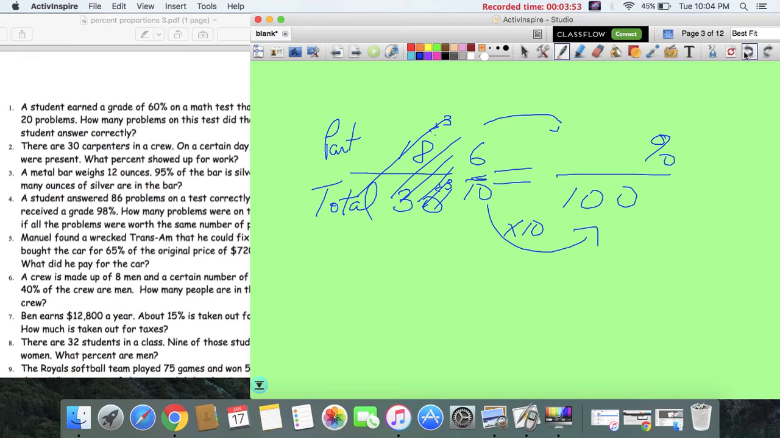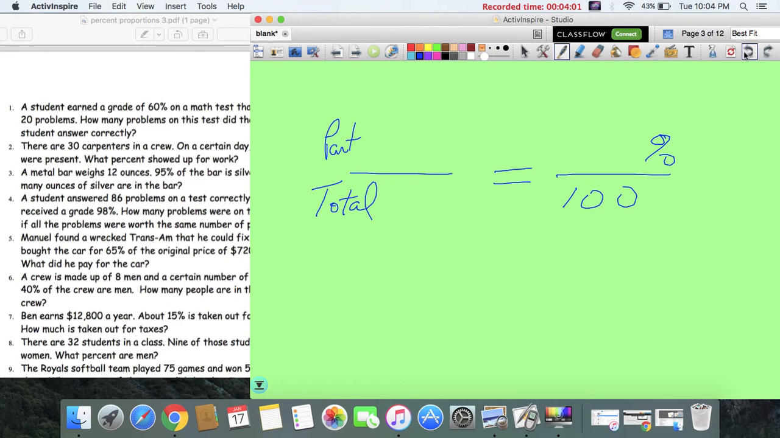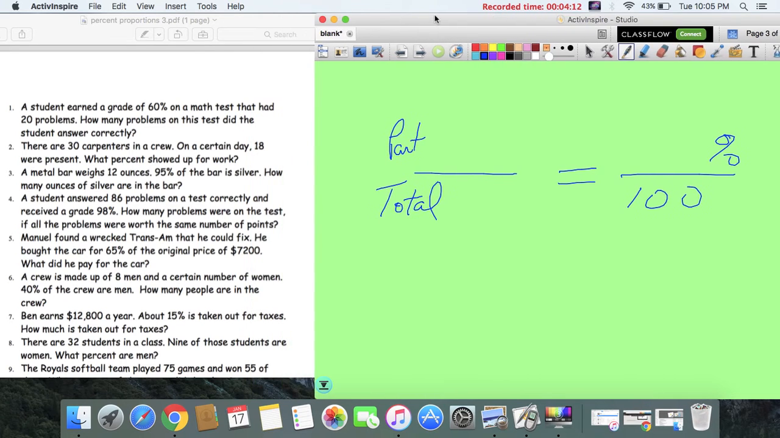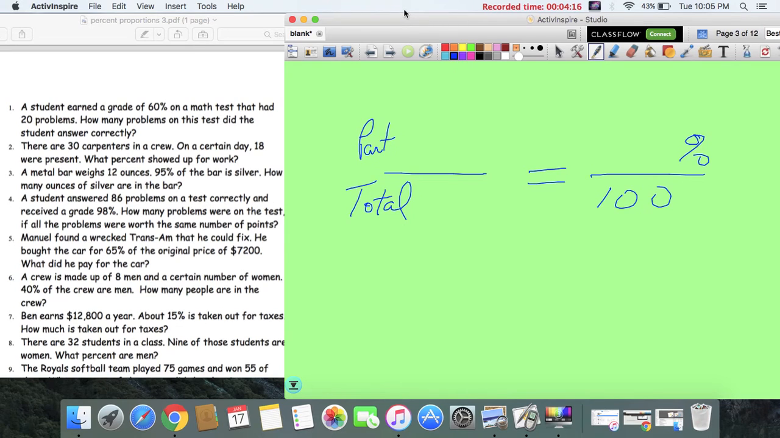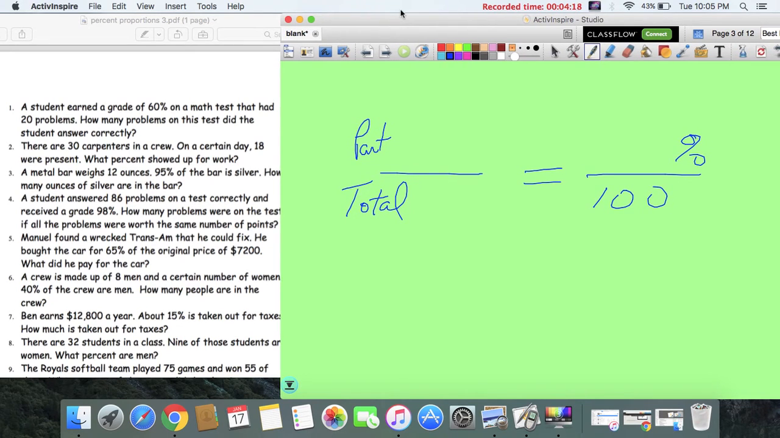Number 3. Okay, I heard a lot of things about number 3 right off the bat today. A metal bar weighs 12 ounces. So the total weight of this bar, the whole bar itself, weighs 12 ounces. 95%, not all the bar is made of silver. So most of the bar, almost all of the bar is made of silver. How many ounces of silver are in the bar? So the total ounces of the bar is 12 ounces.